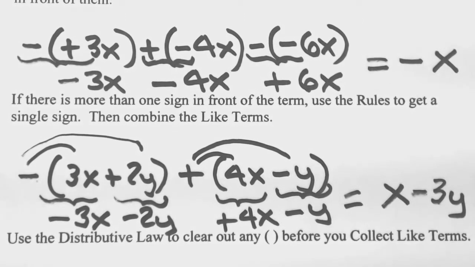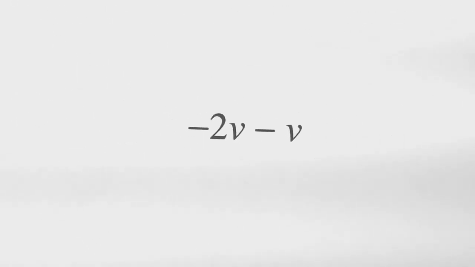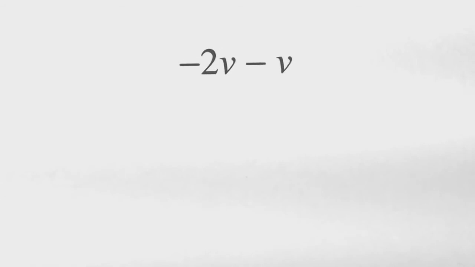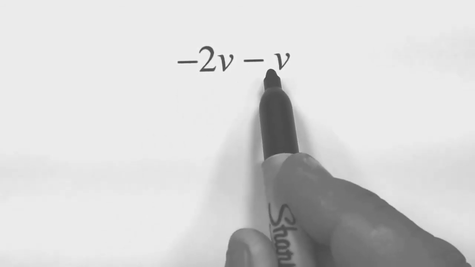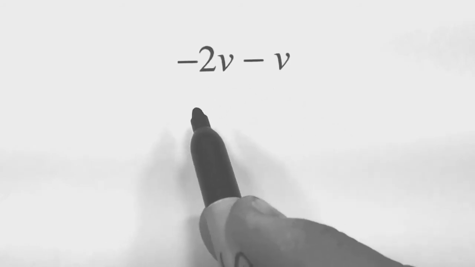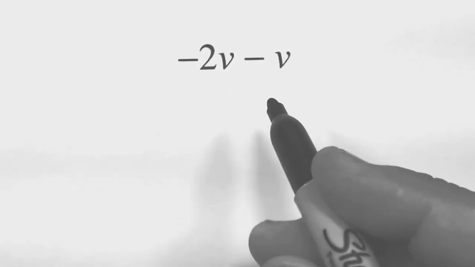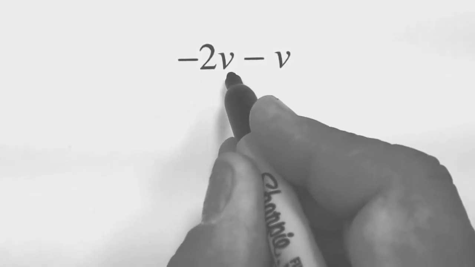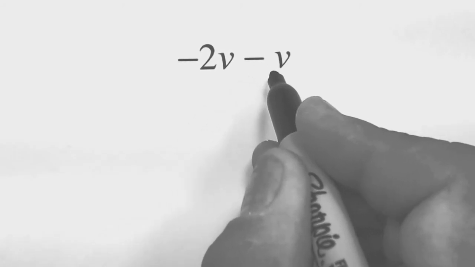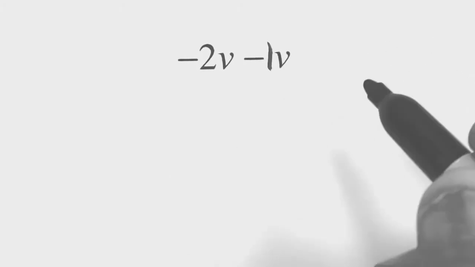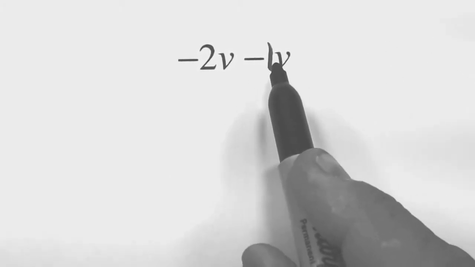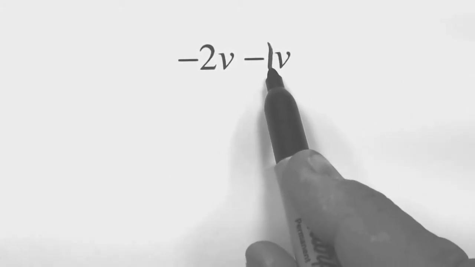Now let's look at some more examples to get the idea down a little better. Okay, here's the first one. Now, notice here we have a single sign in front of both the terms, so we don't need to use the rules at all. I've got negative 2v here and minus 1v here. Remember, you could put a 1 here if you wanted. Let's draw it in just for fun. There it is. So if you don't see a number, you assume it's 1.